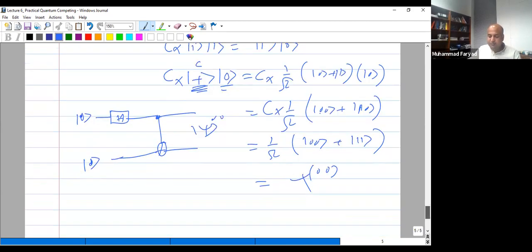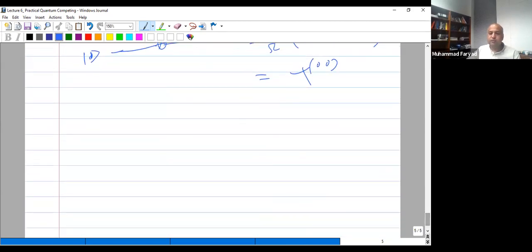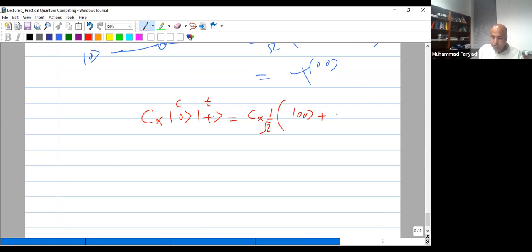But what happens when your control is not in superposition, but your target is in superposition? Let's now see that. Suppose we are applying C-NOT on a situation like this, where my control is 0, but my target is in superposition. So let's work it out. CX of this will be 1 over square root 2, 0, 0 plus 0, 1.